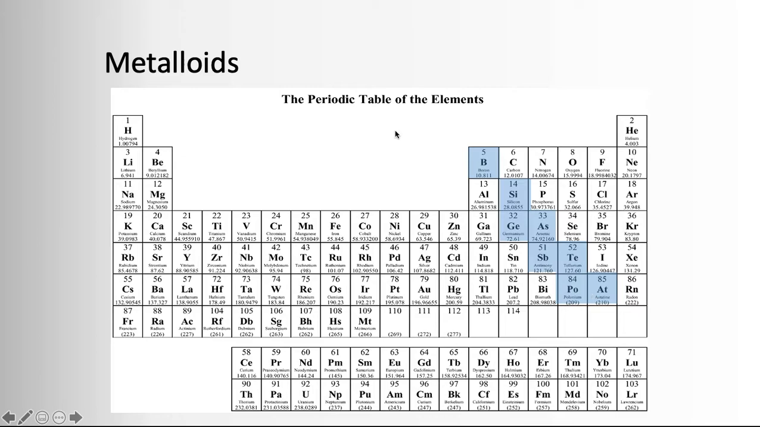These are called metalloids. In some places you might see them as semi-metals. They are the boundary between these two groups. So they have certain characteristics of this group and certain characteristics of that group. And therefore they sometimes have metallic properties and some non-metal properties as well. So these are in between the two groups.